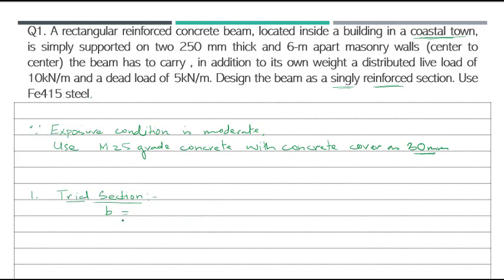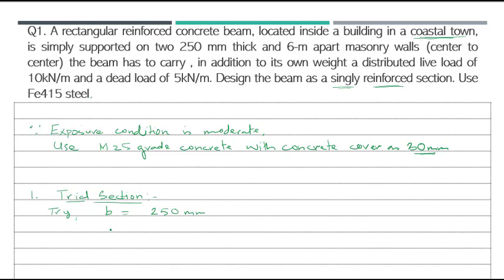Whenever I select the width of the beam, try to select the width in multiple of 50. That will be nice, but that is, again, I'm saying it's not mandatory, it's a design problem, so you can have a deviation. So I'll say that try width of the beam as 250 mm. We have selected the width of the beam as 250 mm.